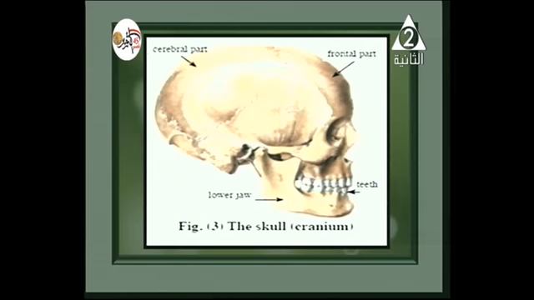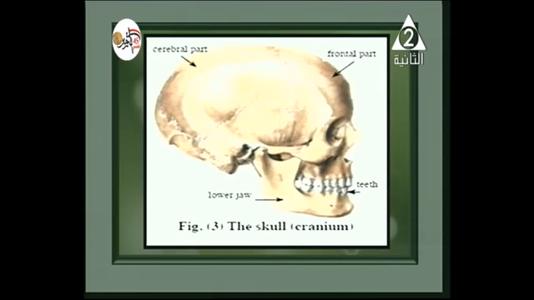While the other side is called the anterior part or facial part. Facial means something related to your face. So it includes what? When you look in the mirror, what do you see? You see the upper jaw, lower jaw, and also positions for your sense organs, eyes, nose, and ears.